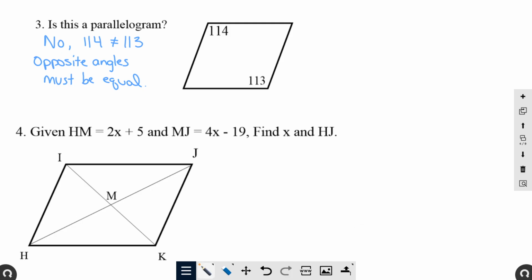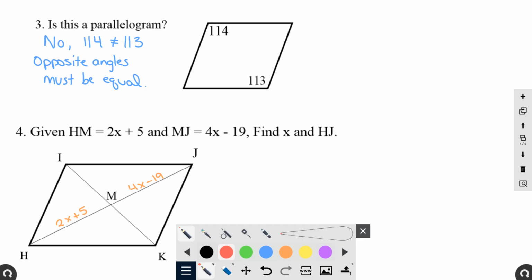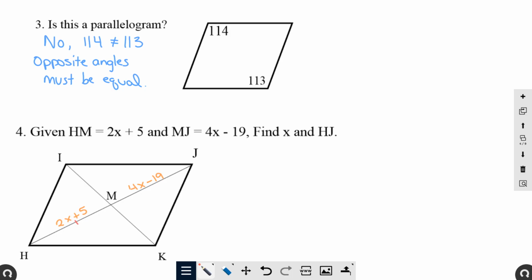All right, in our next problem, we are given HM is 2x plus 5. I'm one of those who likes to write things in a picture, so if you see examples today from the textbook or online, you might want to draw them out so that you can see them. So here we have HM is 2x plus 5. MJ is 4x minus 19. Well, what do you know about HM and MJ?